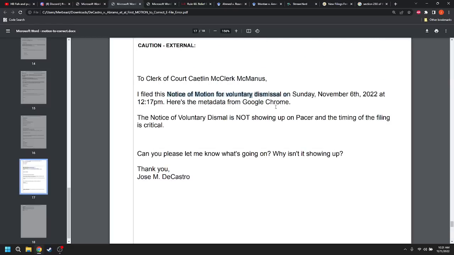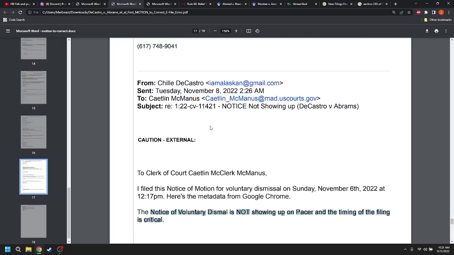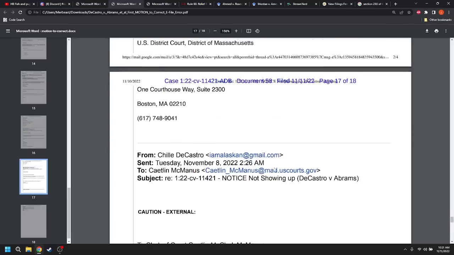Okay. Here's a metadata from Google Chrome. The notice of voluntary dismissal is not showing up on Pacer, and the time of the filing is critical. Time of the filing is critical. Can you please let me know what's going on? Why isn't it showing up? Thank you. So he sent this on November 8th. Well, we'll call it November 7th because it's in the morning. I think that's after he got off his live stream and figured out that they had filed answers and his stuff wasn't showing up.